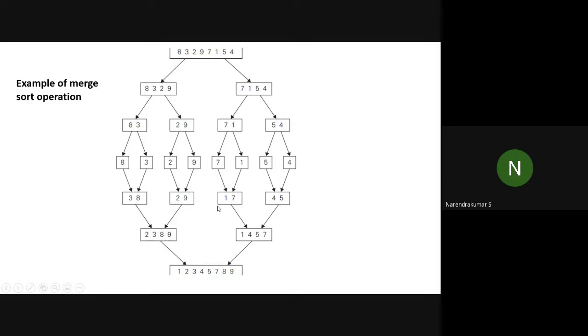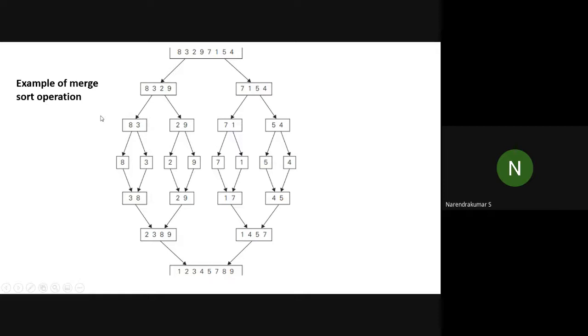Then coming to the right side, this problem will be divided till here, and after that it will be merged. While merging, the sorting strategy will be applied. So 1, 7, and here we have 4, 5. Again, these two will be taken as solutions of the problem and merged, and we'll get 1, 4, 5, 7. These two solutions will again be merged together by applying the sorting strategy, and we'll get the result like this. So this is an example of a merge sort operation.